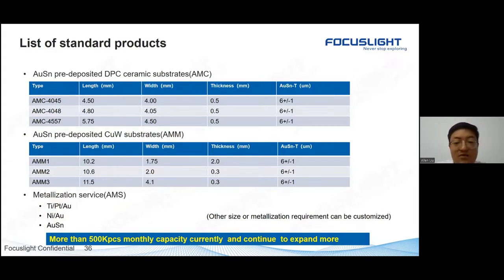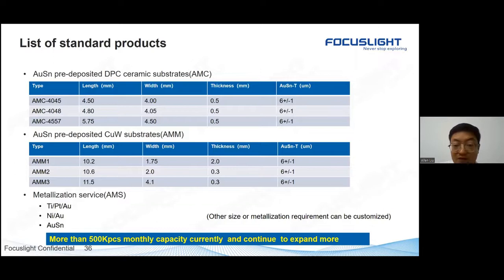You can see the length, width, and thickness are different, but the thickness of coating is the same because we use the same process for coating. And we also have some metallization service for our customer. We can do titanium, platinum, gold metallization service, even nickel plating service, even coating, solder, metallization service. And if you have some requirement for this, we can do this for you.